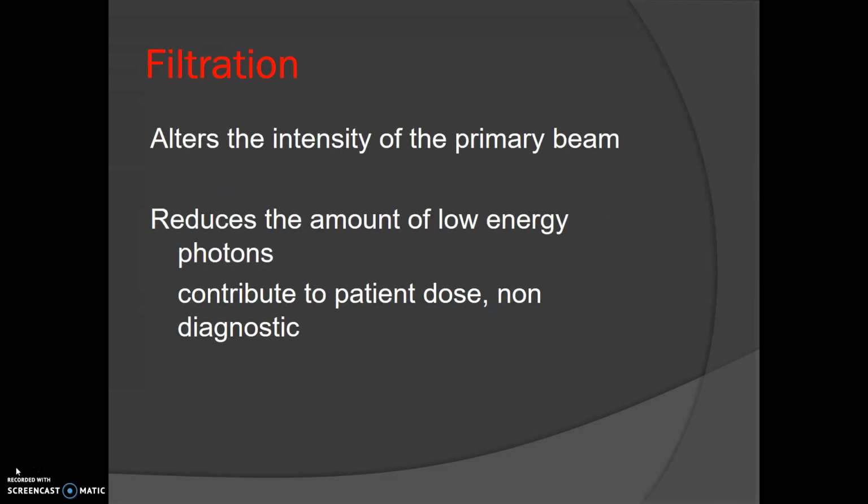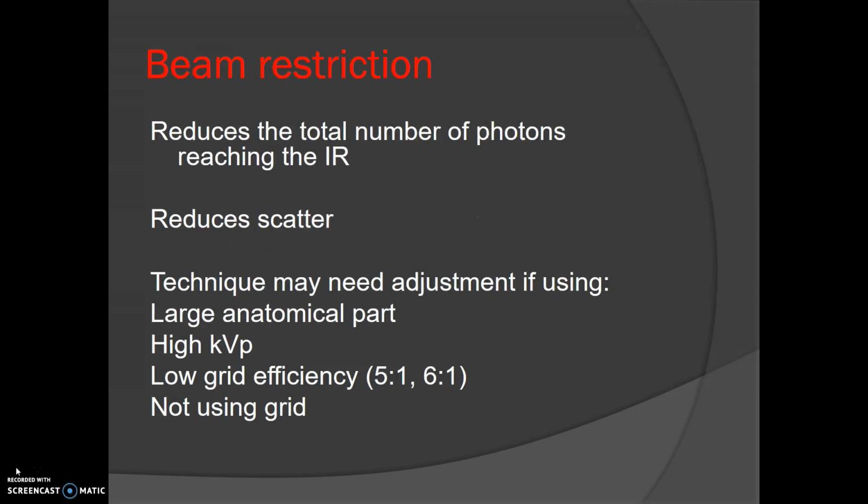Filtration alters the intensity of the primary beam. It reduces the amount of low-energy photons that contribute to patient dose but are non-diagnostic. Beam restriction reduces the total number of photons that reach the image receptor. In turn, it reduces scatter.